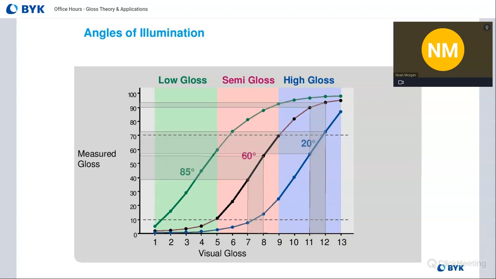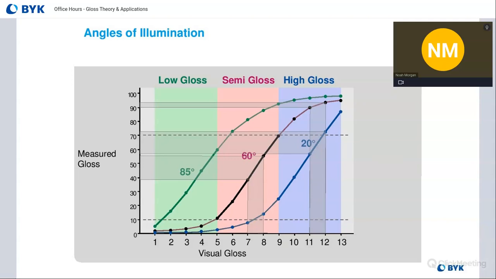Now, when we look at semi-gloss, we see in the middle here that the 60-degree gloss angle makes the most sense. It stays at a constant rate, whereas you look at the 20-degree and it's kind of curving up a little bit, but it's not really giving us accurate representations. And then we look at the 85-degree angle, and it's almost the same thing. It's a little better than the 20-degree, but it's not as accurate as the 60-degree.